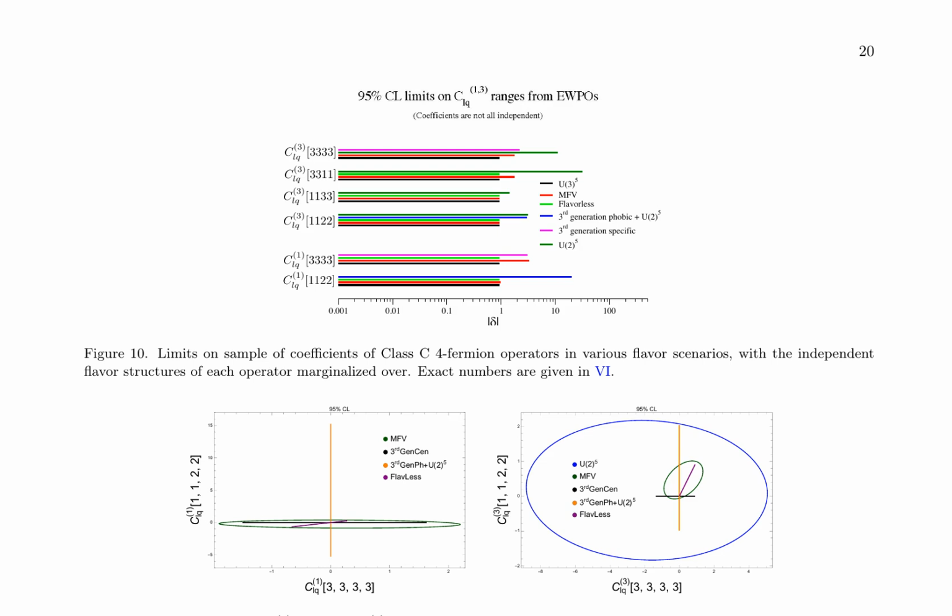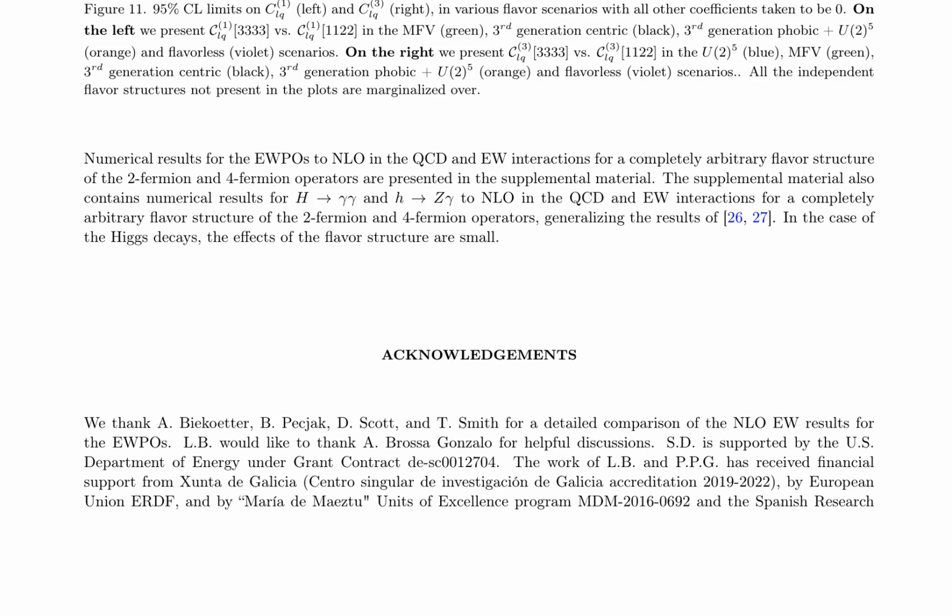Figures 8 to 10 display limits on sample coefficients of Class B and C 4 fermion operators in different flavor scenarios, with significant correlations between flavor structures observed. The flavor structure has a substantial impact on the bounds derived on 4 fermion operators, which first contribute to EWPOs at NLO. Ignoring flavor typically leads to tighter bounds on SMEFT coefficients than in a general flavor scenario, with the presence of a top quark in internal propagators generally leading to stronger constraints.